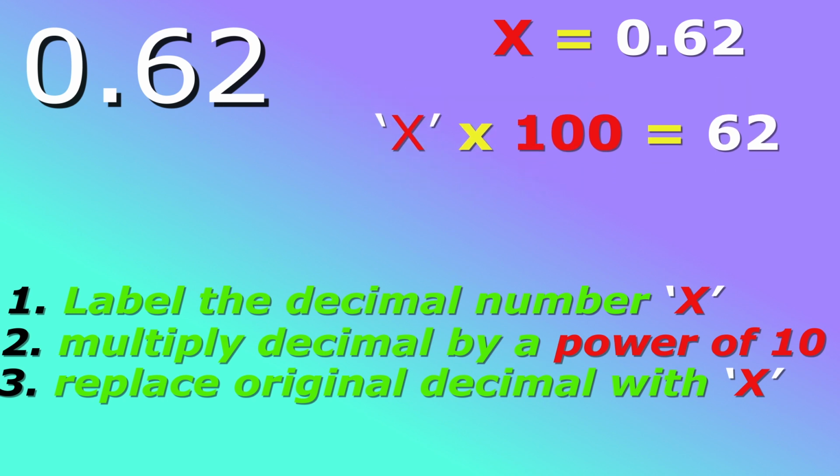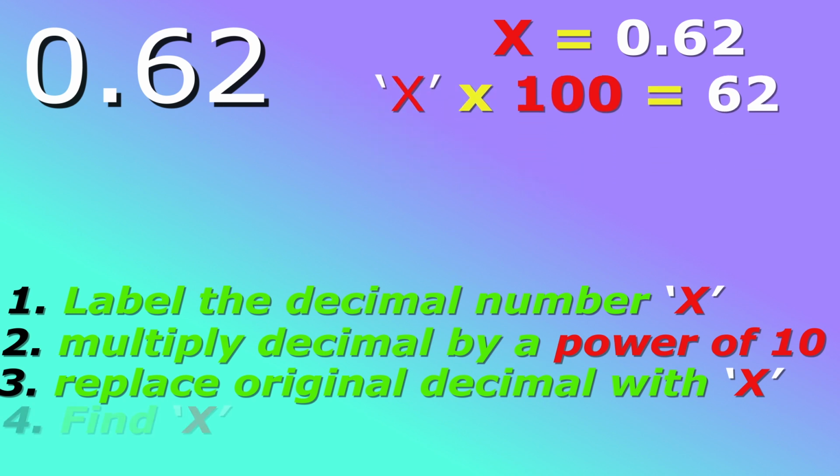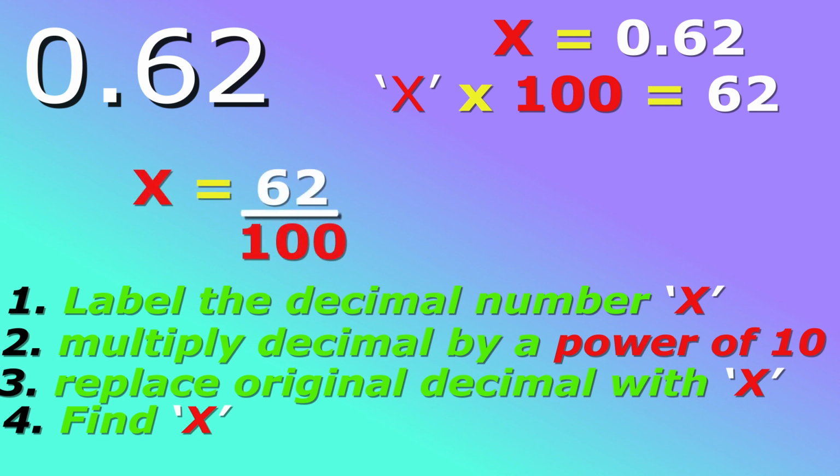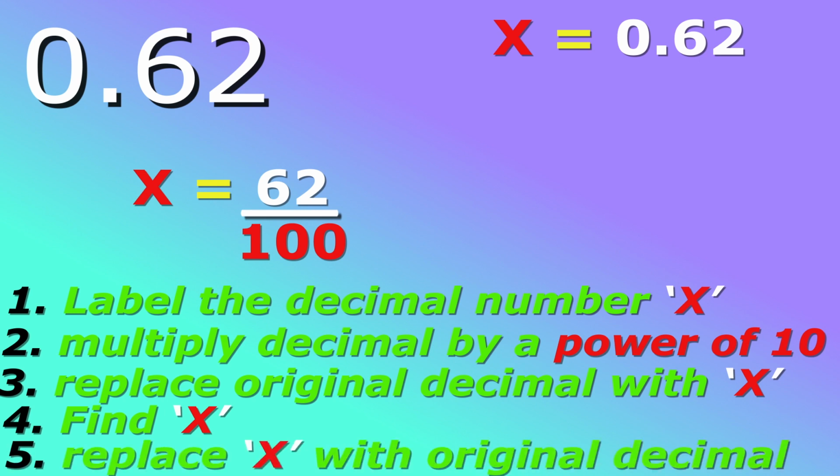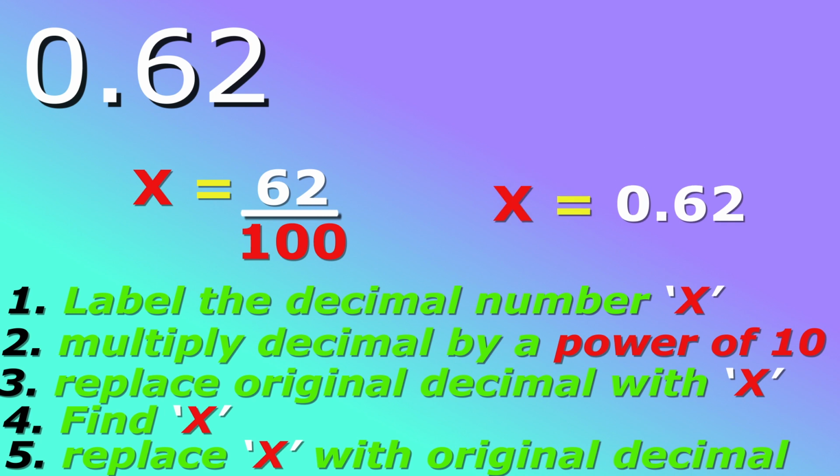For step 4, we find the value of x. We do that by dividing both sides by the number x is multiplied by to get x on its own. In the equation, x is multiplied by 100. So divide both sides by 100, giving us x equals 62 over 100. Finally, replace x with its original decimal value, 0.62. This gives 0.62 equals 62 over 100.